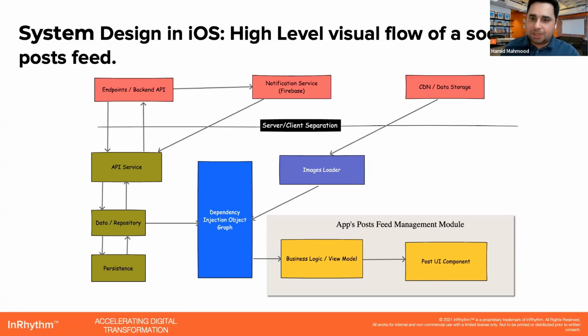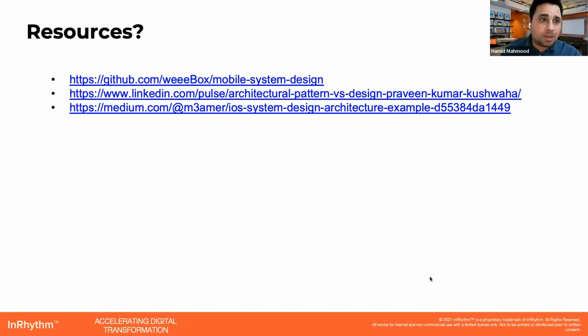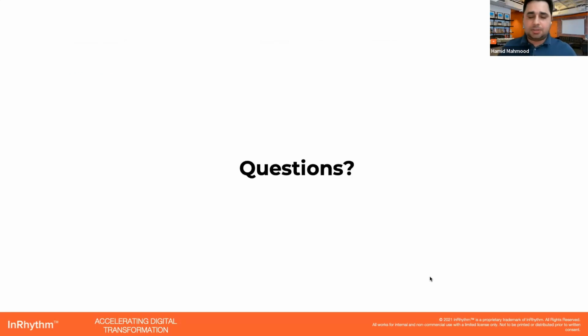If you look at social media, there are a lot of connecting pieces, but given the scope of the lightning talk, I have limited this diagram to only one piece, which is a post feed coming from the backend, how the data flows between different components, and then how the feed is displayed on your UI. So that's one of the system design diagrams for a social media post feed. That's all from my side. Any questions?